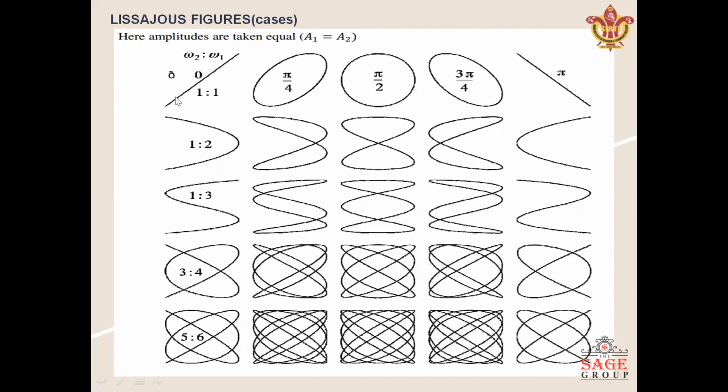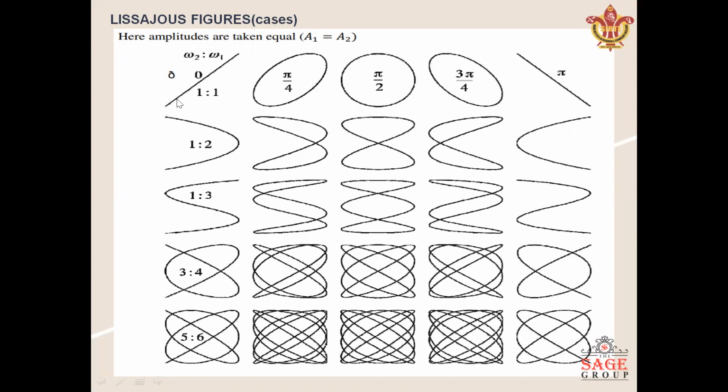When the value of delta is equal to 0 and the ratio omega 2 upon omega 1 is 1, or I can say when the frequencies are the same, this can be a straight line. There is also a straight line when the value of delta is equal to pi. When the value of delta is pi by 4, we can get an elliptical equation like this. When the value of delta is pi by 2, we can get the circle. When the value of delta is 3 pi by 4, we can get a curve like this. And finally, when the delta value is pi, we can get a line like this.